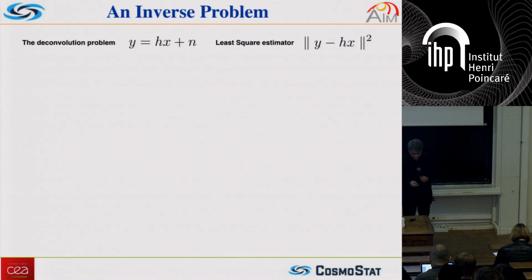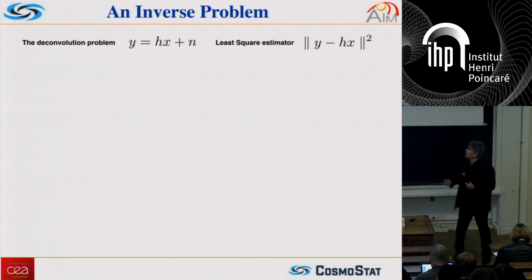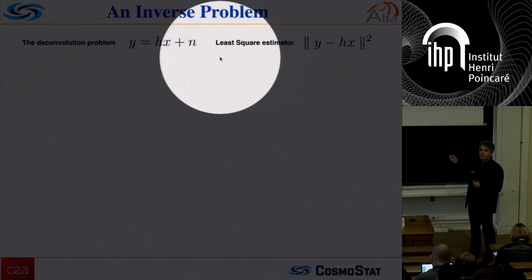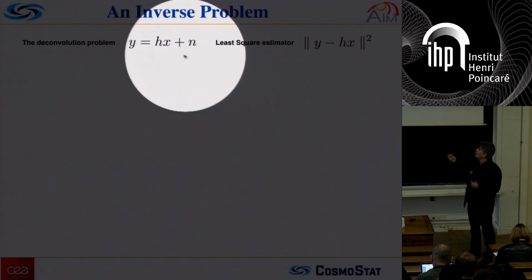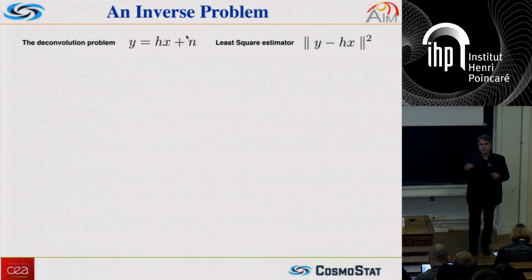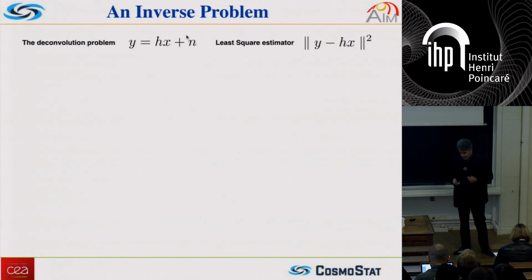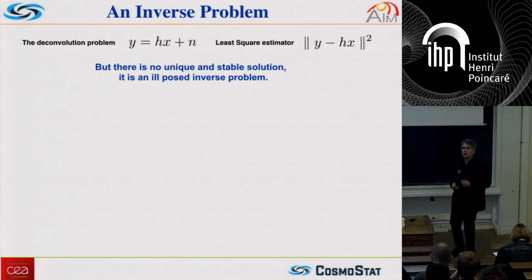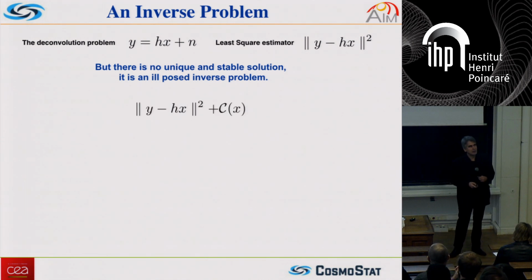So deconvolution. Now you assume that you know the point spread function here. So h is the point spread function, X is the image you want to recover, Y is your data, and you have some noise. So this is a really standard problem in astrophysics and in many other fields. And this is well known to be an inverse problem, which is ill-posed, and when it's ill-posed, you need to add what is called a regularization.